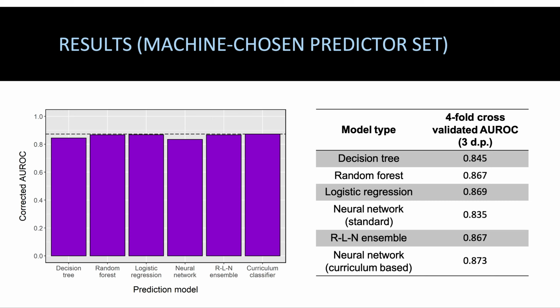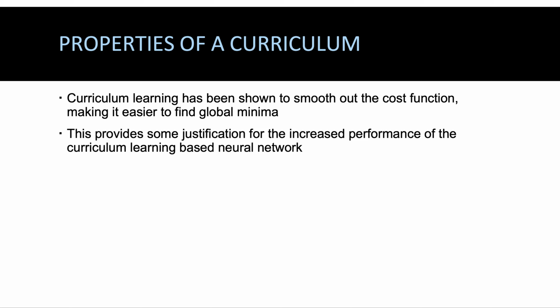Although using a machine-chosen predictor set decreased the gap in performance between the curriculum classifier and the remaining models, it is still interesting to see that the curriculum-based neural network still significantly outperformed the regular neural network. This increased performance given by a curriculum-based scheme not only has an intuitive explanation, as was covered before, but also has been justified in the literature, where in particular it has been shown that curriculum learning smooths out the cost function, making it easier to find global minimums.